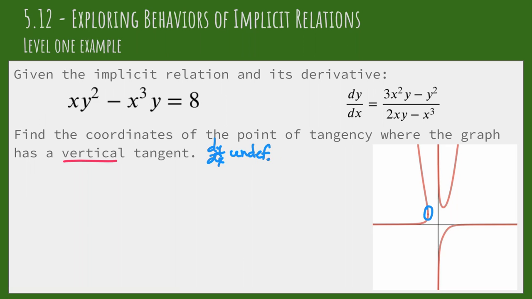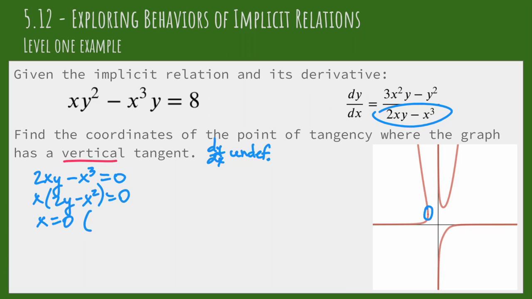Now, in particular, the derivative is going to be undefined because it's infinite, and the derivative is going to be infinite where the denominator equals 0. So where we set the numerator equal to 0 for a horizontal tangent, we're going to set the denominator equal to 0 for a vertical tangent. This is pretty similar to the horizontal tangent. We can factor out an x.